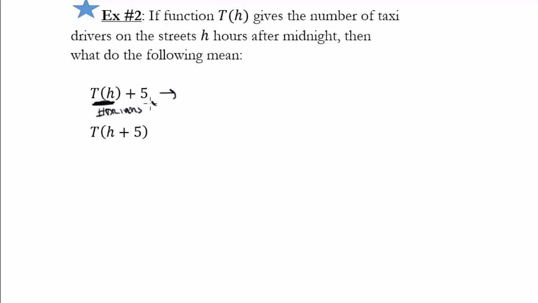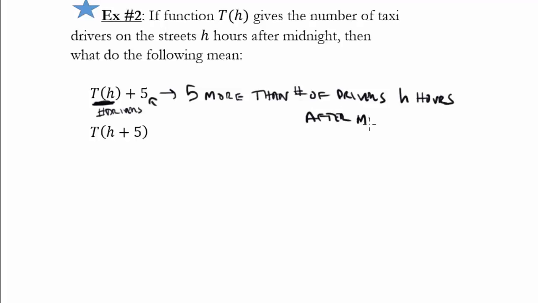So if I'm adding 5 to the number of drivers, we can interpret this as 5 more drivers than the number of drivers on the streets h hours after midnight. So in other words, if there were 47 drivers on the street h hours after midnight, this expression right here is telling us that there are 52. This is the expression to represent 52 drivers because it's 5 more than those 47.